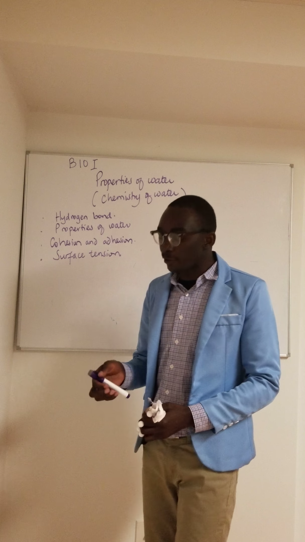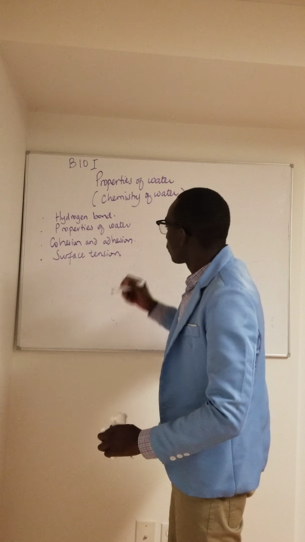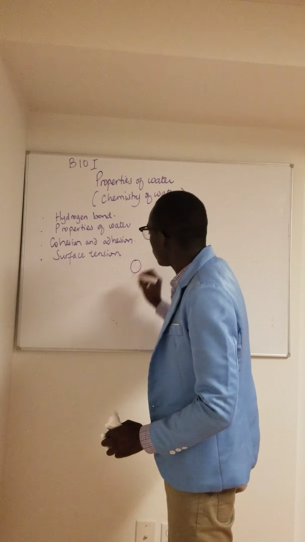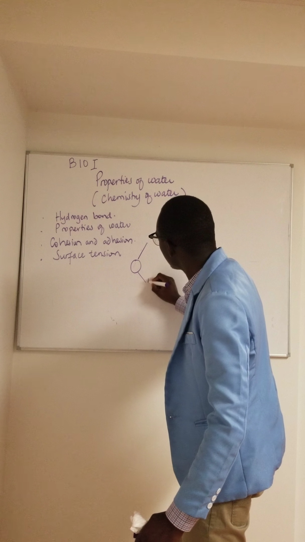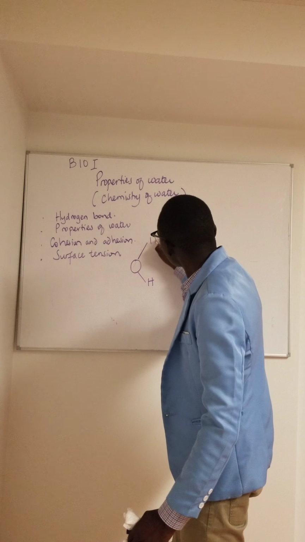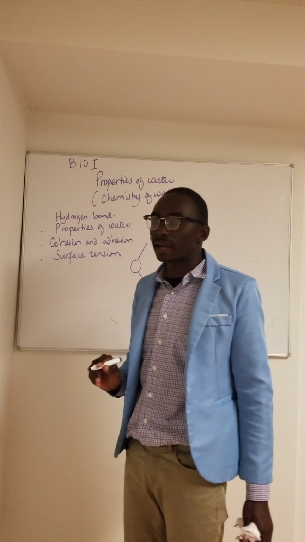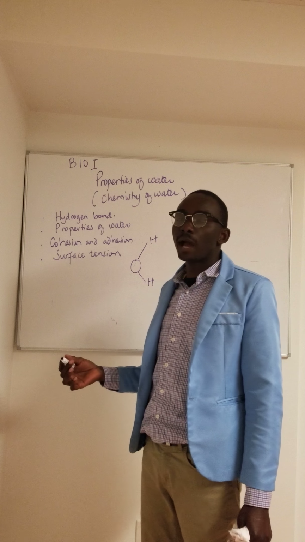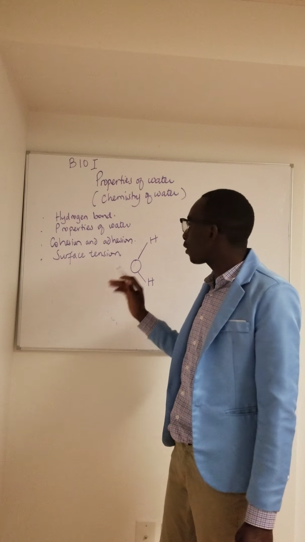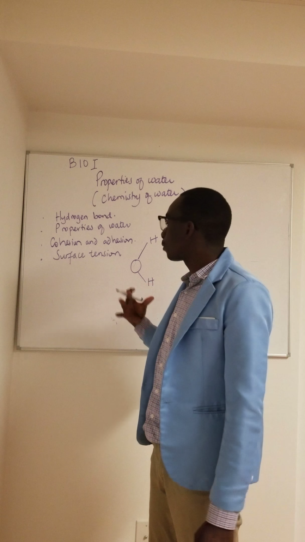What we mean by hydrogen bonding is that we have an atom of oxygen in water, and this oxygen is bonded to two hydrogens. Just take this as one molecule of water. So what if you have a cup of water? How are these atoms bonded in water?